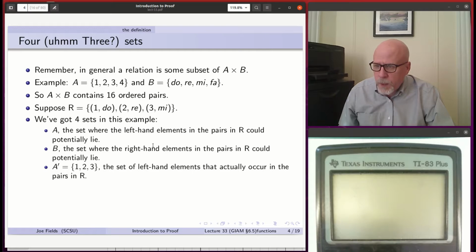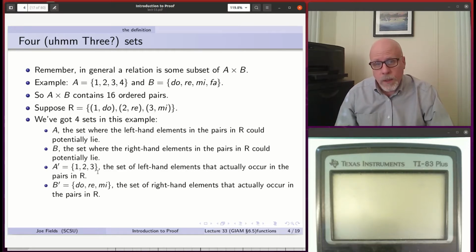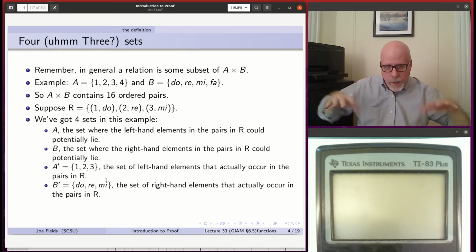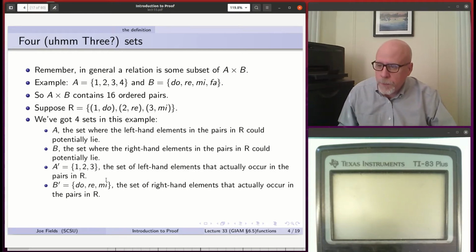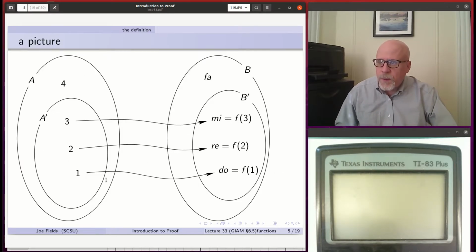Then I'm calling it A prime and B prime. These two things are the sets of left-hand elements that actually do occur in the pairs in R, and B prime, the same thing for the right-hand elements. So we've got sort of the potentiality and the actuality for both left side and right side in the pairs. A picture would help with this, right? So here's a picture for that particular relation, although this is indeed a function.